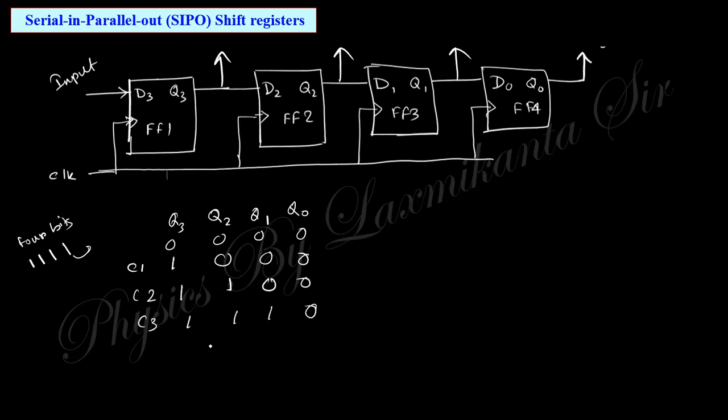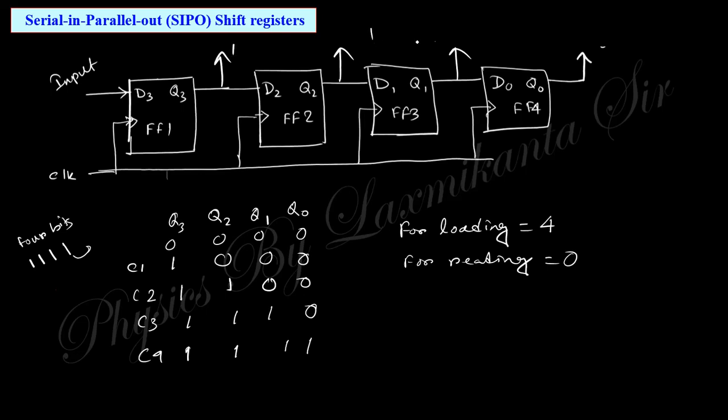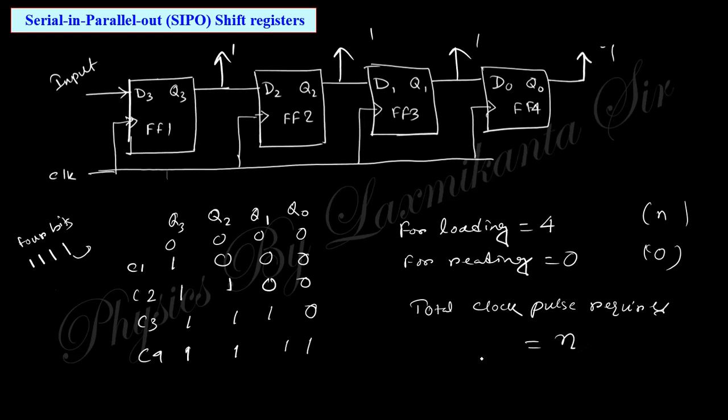3 and 4. You can see for loading you need 4 clock pulses. For reading you do not require any clock pulse, because when clock pulse 4 arrives, all the inputs are present here, and are parallelly outputted. So for n bits, total clock pulse required, you can say that is n. For 4 bit, this will be 4 clock pulses required.